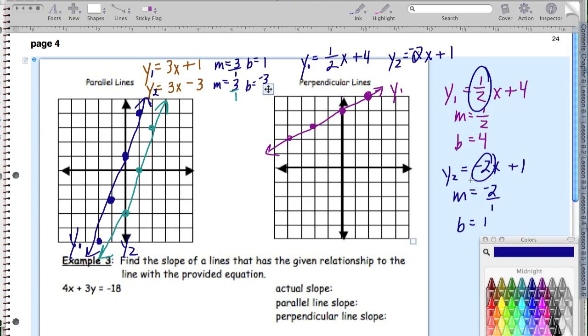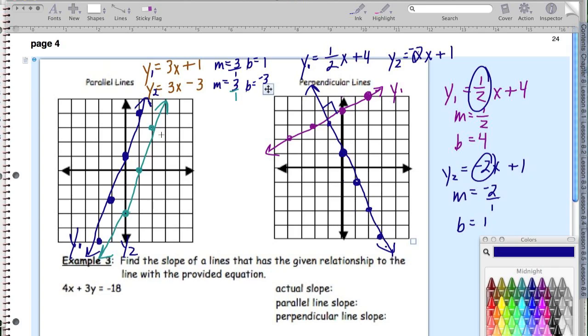My second equation is y2, which has a slope of -2/1 and a y-intercept of 1. So I go up 1, put a point. My rise is -2, so down 2, and then over 1. And I can keep doing that, down 2, over 1, down 2, over 1. And here, when I connect, my two lines are perpendicular. They make a right angle. So there we have perpendicular lines.